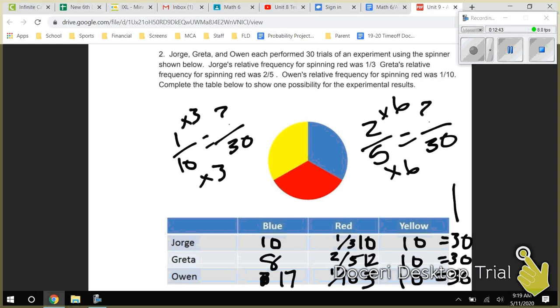So all three of these numbers have to equal 30, and the red has to fit. So the red has to be 10, 12, and 3. Okay, so all of our answers should be the same there. Red should be 10, 12, and 3. And your answers for blue and yellow don't really matter as long as it all adds up to 30. You could have had 12 here and 8 here or something else. That didn't necessarily matter. You could have had different answers there.